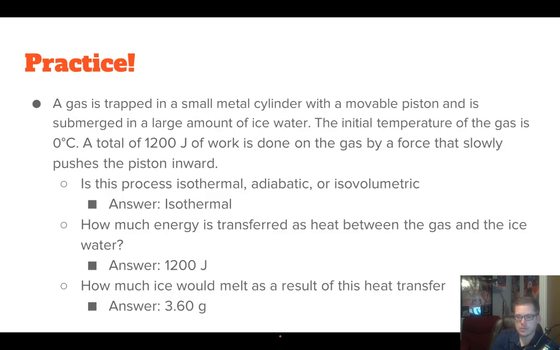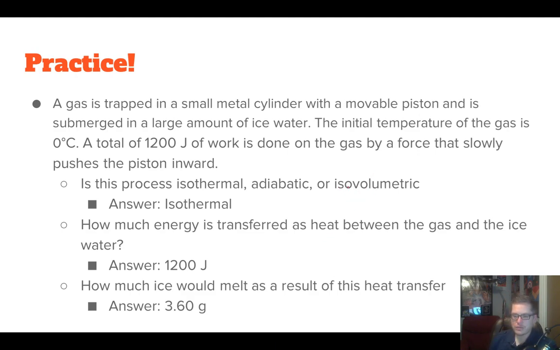All right, so let's do a practice problem here. Gas is trapped in a small metal cylinder with a movable piston and is submerged in a large amount of ice water. The initial temperature of the gas is 0 degrees Celsius. A total of 1,200 joules of work is done on the gas by a force that slowly pushes the piston inward. So, is this process isothermal, adiabatic, or isovolumetric?